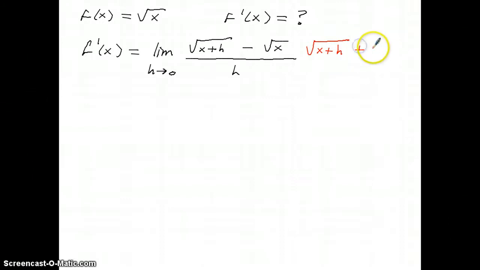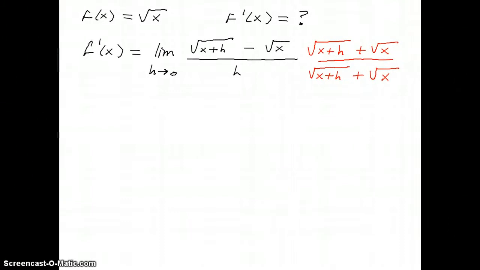You see, I'm trying to get rid of my division by 0 problem. And I can accomplish that goal by rationalizing my numerator. So I am multiplying by the conjugate of the numerator. Okay, so we need to multiply.